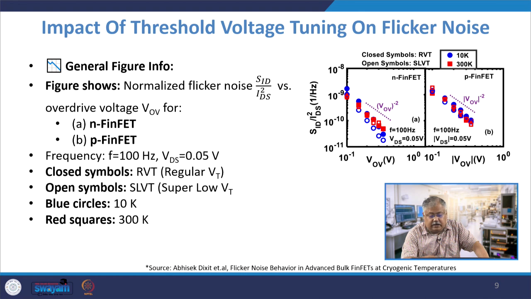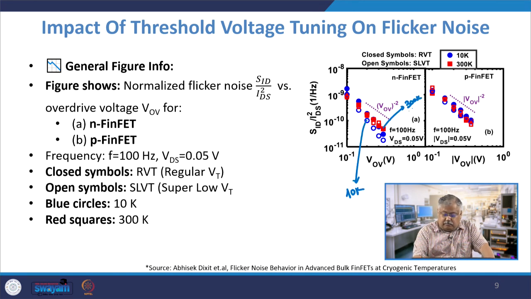So, 1 log scale on the x axis and at least 4 log scale on the y axis, and the blue ones are basically your 10 Kelvin graph. This is the 10 Kelvin, and this one is effectively 300 Kelvin measured value, and this is for N FinFET and this is P FinFET. One thing is very clear, your VDS of 0.5 volts has been maintained and the frequency is 100 hertz which you maintain.